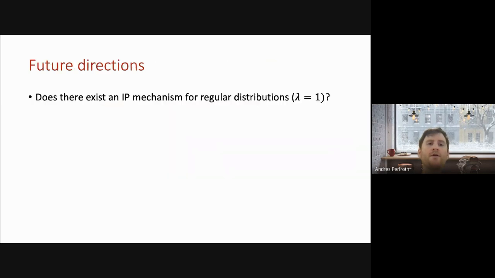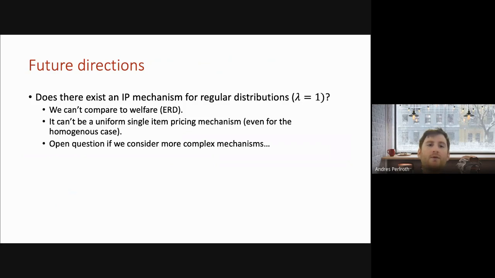So with that in mind, let me finish this talk with open questions that remain unanswered in this work. First, a key assumption that we make is to restrict to lambda regular distributions. As we show, if we think about regular distributions, our technique of comparing to welfare can no longer apply. Furthermore, we show that for regular distributions, a uniform single item pricing mechanism, even for the homogeneous case, which worked for lambda regular, does not work in this general setting. So there is an open question of whether there exists a mechanism robust to intermediaries and robust to the demand structure, and if that exists, it will have to be more complex.